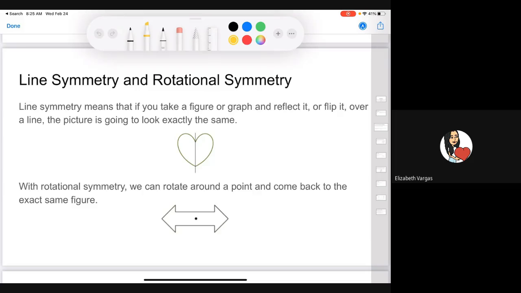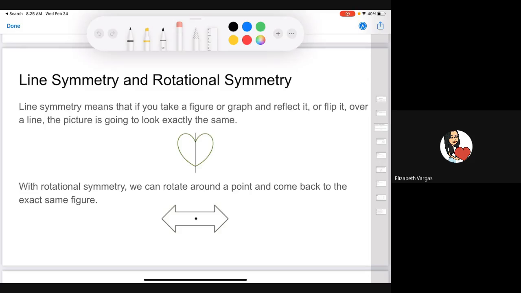So we have line symmetry, which basically means that if you take a figure or a graph and reflect it or flip it over a line, the picture is going to look the exact same. So this is the type of symmetry that we know more often. So basically, if you take a piece of paper and you split it in half, you would create two symmetrical halves. And so that's kind of what line of symmetry is.